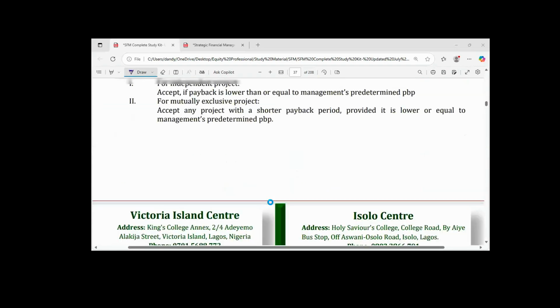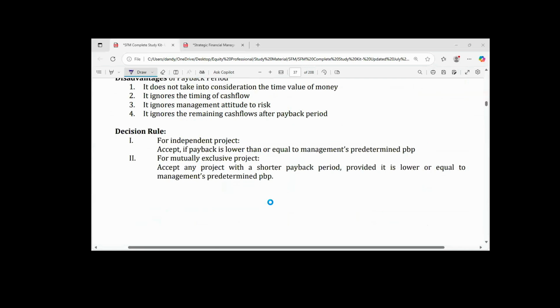It's simple. Okay? If in the question you are given accounting profit or loss, then cash flow is equal to profit or loss plus depreciation. So this will give you the cash flow.